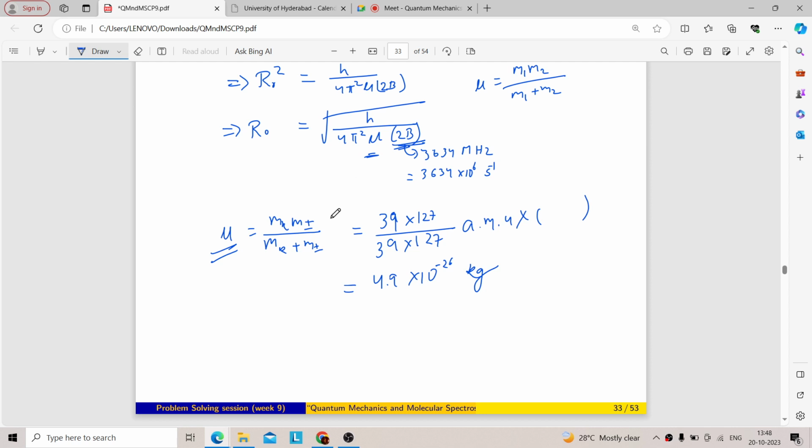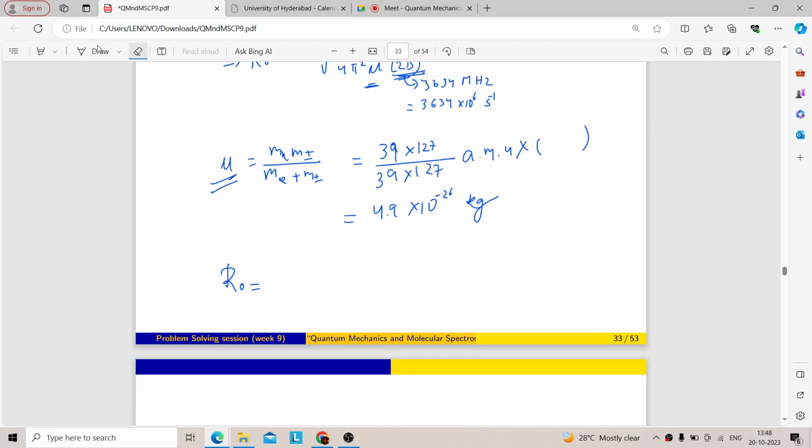So if you put all the values in the above equation, the R naught value you will get is 305.560 times 10 to the power minus 8 meter, or 3.05 times 10 to the power minus 10 meter, or 3.05 Angstrom.